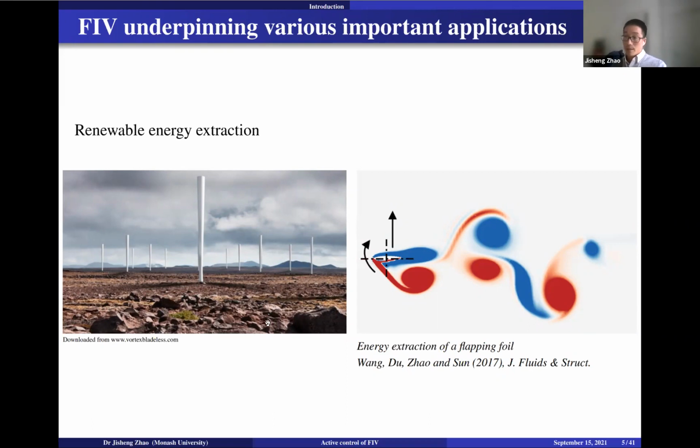So this company proposes what they call a bladeless wind turbine. Basically, there's a damper, and then the cylinder will oscillate. We can convert the oscillation into electrical energy. There's another example. There's a numerical study that I did with my colleagues from China. We were looking at a flapping foil numerically, trying to understand the energy harvesting performance from the flapping foil.